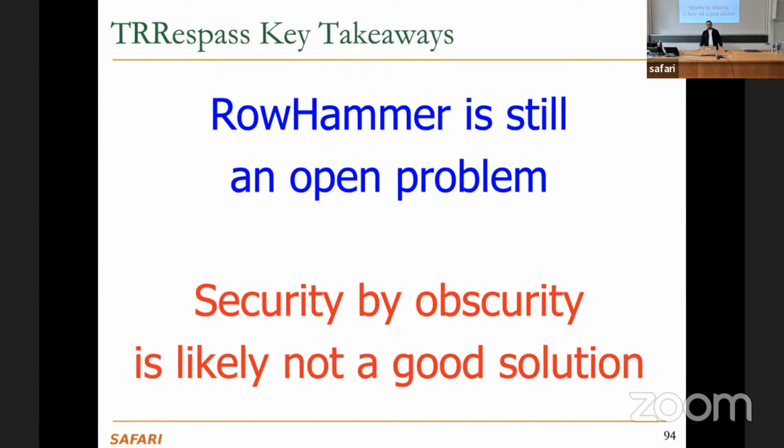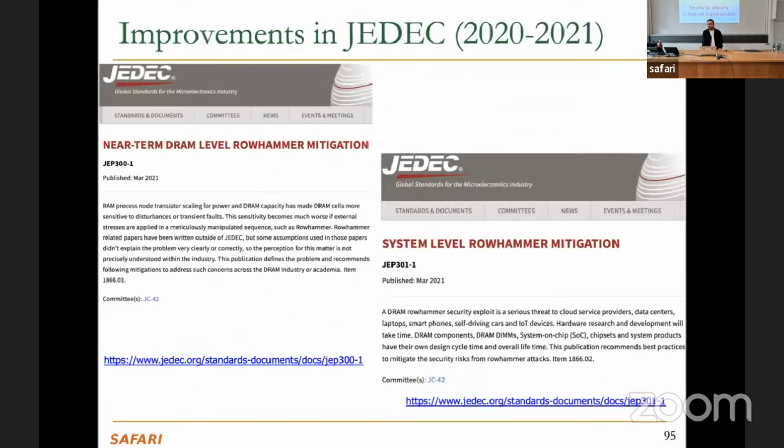So this TRRespass work in 2020 essentially showed that RowHammer is still an open problem, and that security by obscurity, the way that DRAM manufacturers did it, is not a good approach. They just said that our chips are safe, there's no RowHammer, but we do not tell you what security countermeasure we take. This is what we call security by obscurity. It is likely not a good solution because there are many smart security people out there, and they can find ways around these not very secure mechanisms.